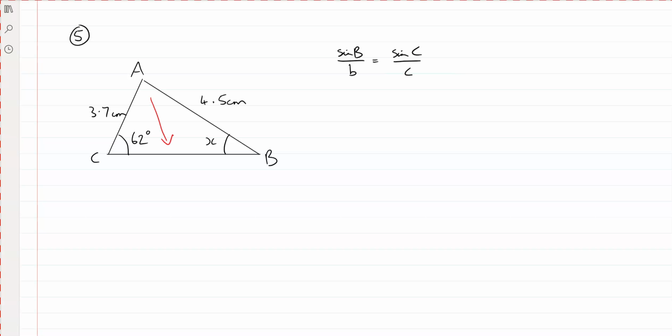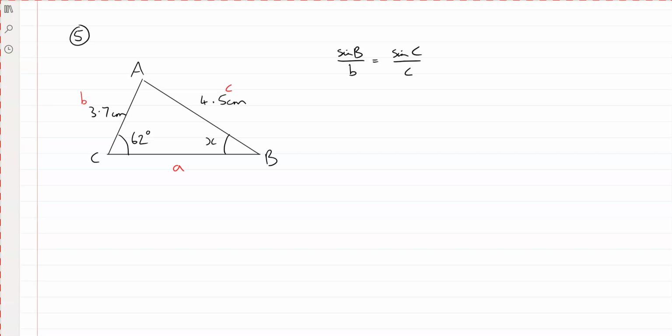So again, opposite angle A, even though we don't have it, this will be little a. Opposite angle B, so over here that'll be little b. And opposite angle C, we have our little c as well. And it's all labelled, all ready to go, so we can sub straight into our formula.